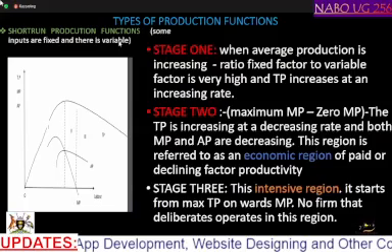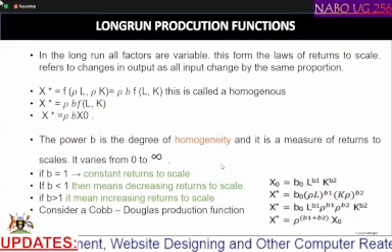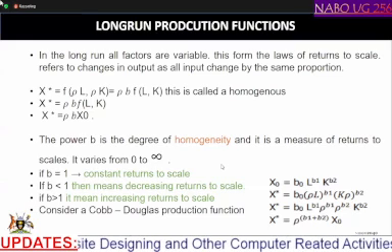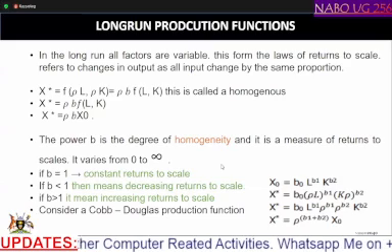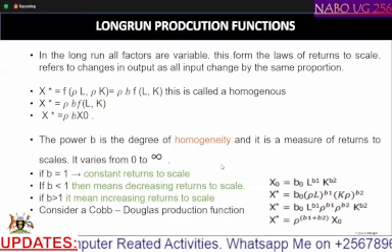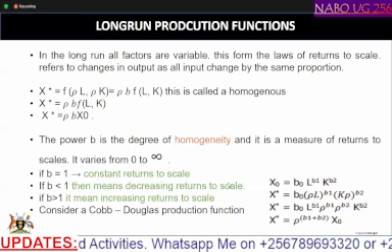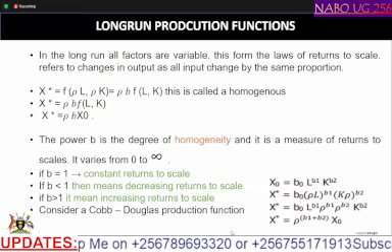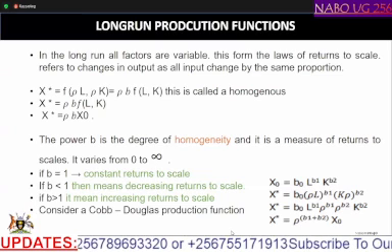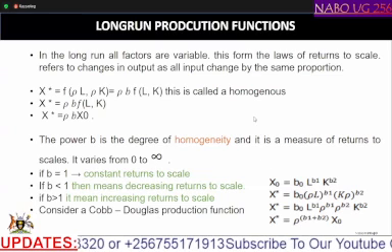Now, what about the long-run production function? Remember, in the short run, we said that some factors are fixed, others are variable. Someone is asking me about increasing at a decreasing rate. Let me just demonstrate for you, increasing at a decreasing rate.